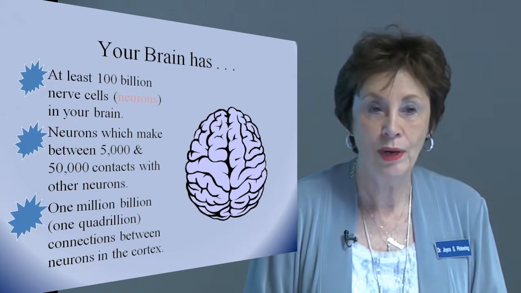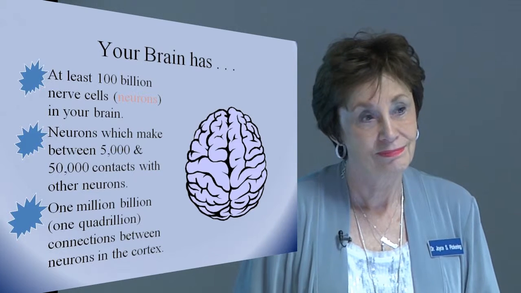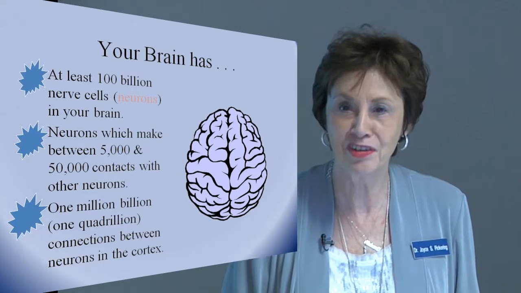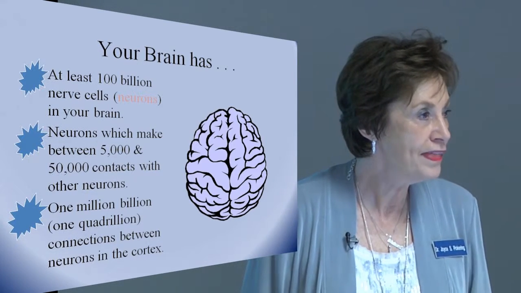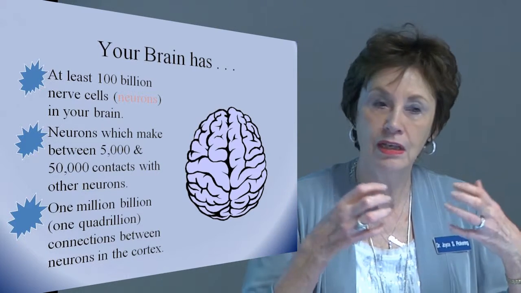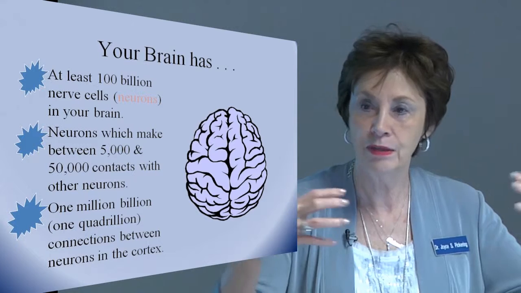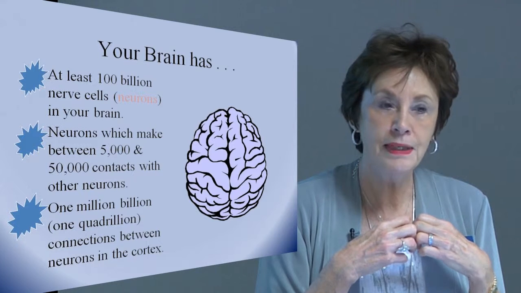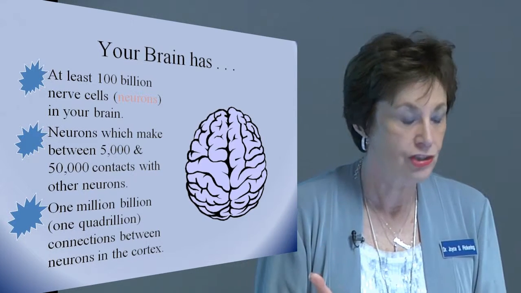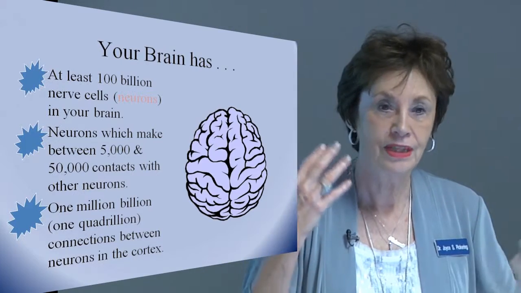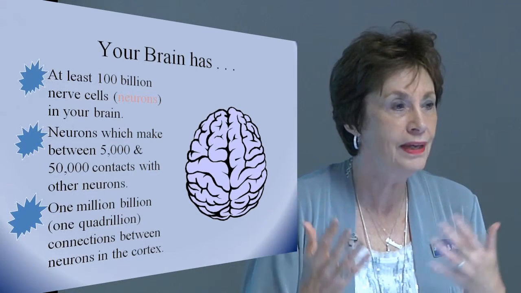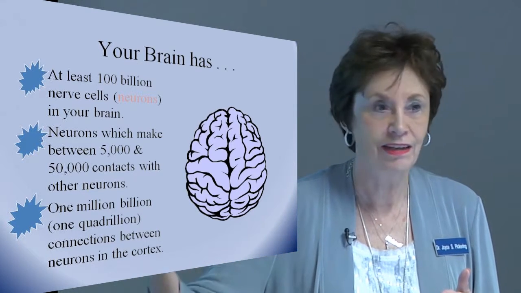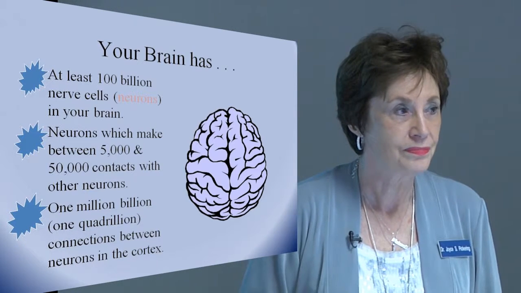So what do we learn with? We learn with our brain. Our brain has at least 100 billion nerve cells. 100 billion nerve cells. And it has between 5,000 and 50,000 connections between the neurons in the brain, the nerves in the brain. And so that's 1 million billion or a quadrillion connections between the neurons in our brain. It is so complex. It is more complex, by more than we can understand, than any computer that we've got.